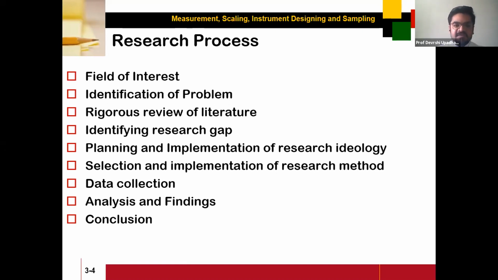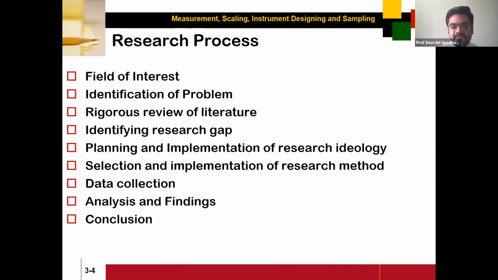After identification of the gap, you need to plan and implement the research ideology, that is, a frame. Now, research ideology can have multiple options, called the research methodology, in terms of population, sampling plan, starting from the objective and so on and so forth. The list is really long, based on the topic.